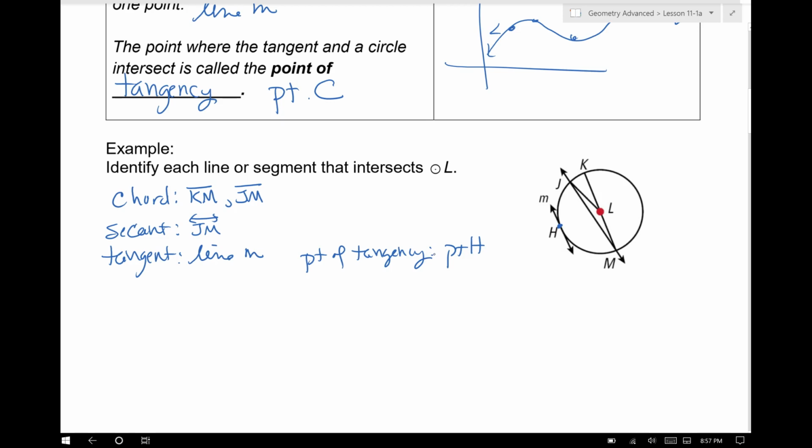Now, those aren't the only things drawn here. Do you realize there are a couple of other things drawn? Do you agree with me that we actually have the radii of the circle, correct?